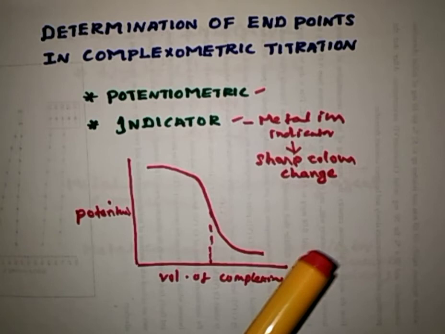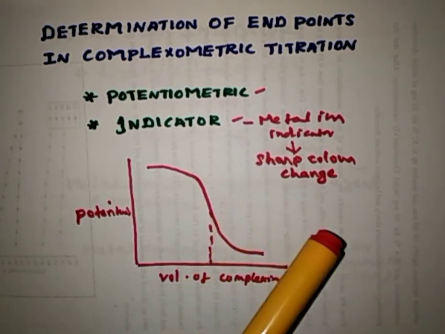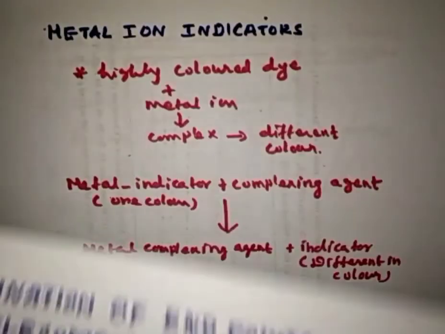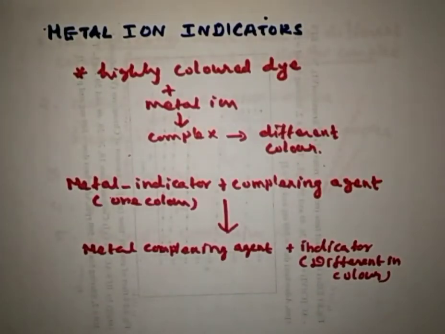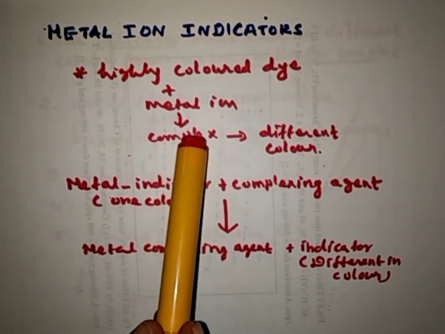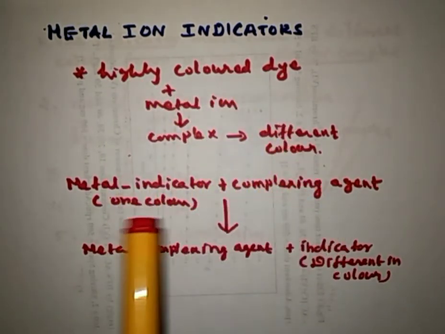For example, we use a metal ion indicator, which gives a sharp color change. We have discussed that the metal ion indicator is a highly colored dye. This dye forms a complex with the metal ion. This complex will be in one color, and the dye itself is in another color.